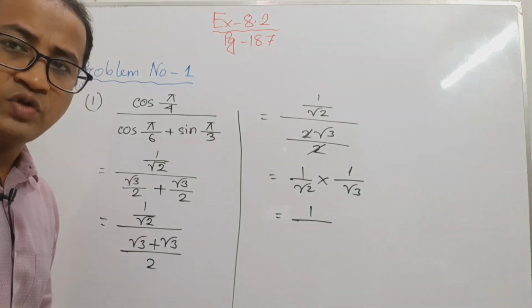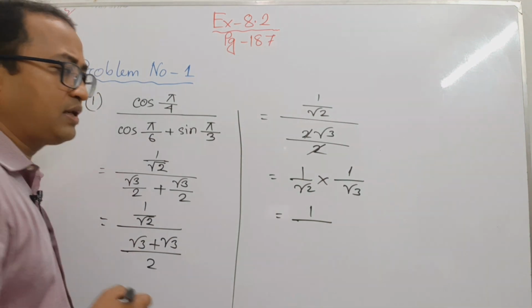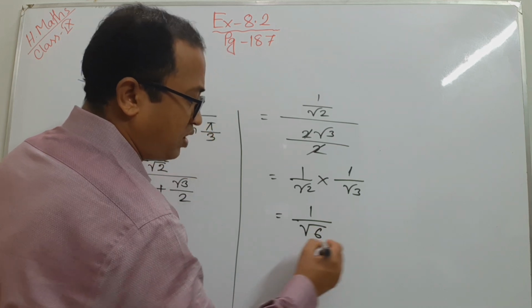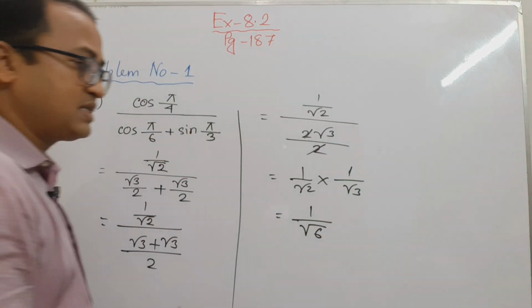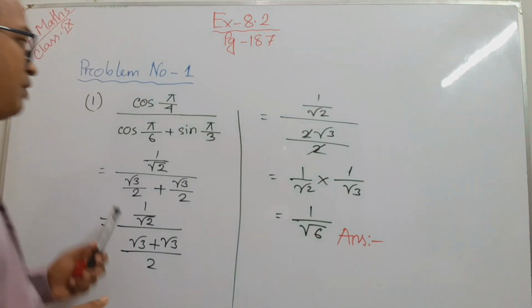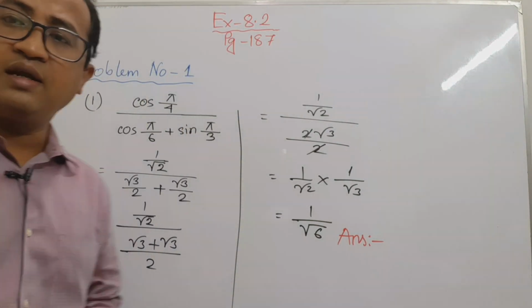What will be the answer? We know root over 2 into root over 3, that is root over 6. So the answer is 1 by root over 6. This is the answer of question number 1. We have found out the value of this without using any calculator.